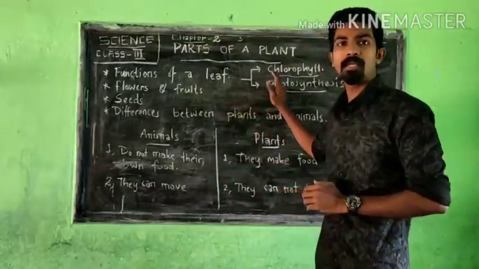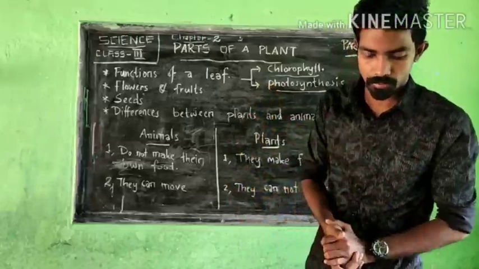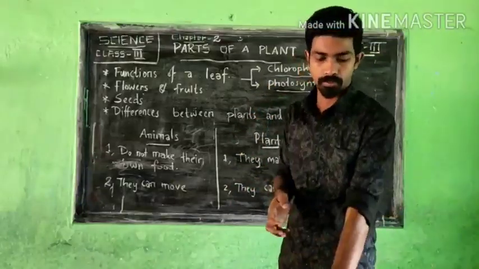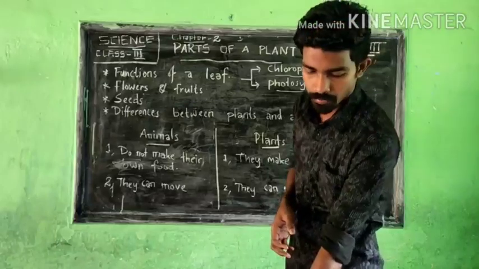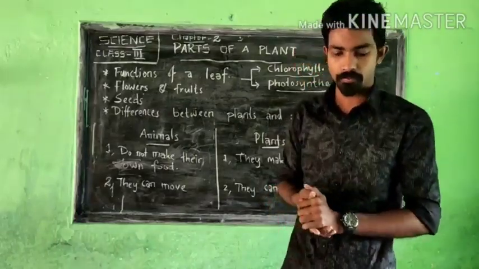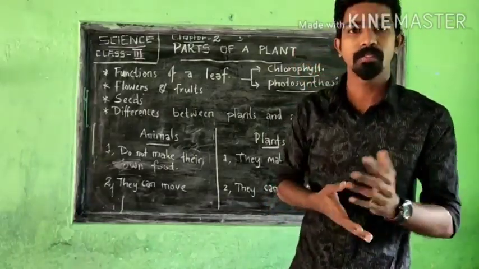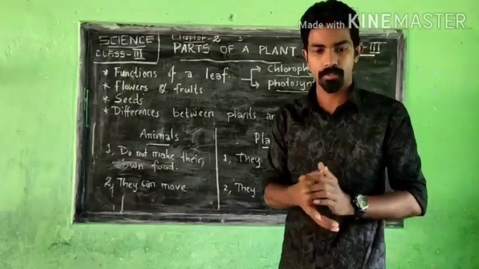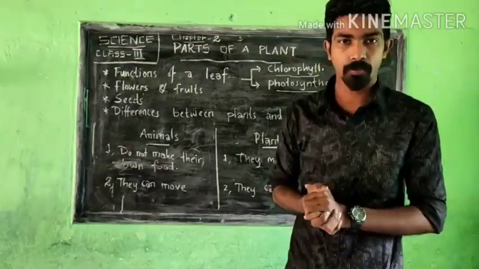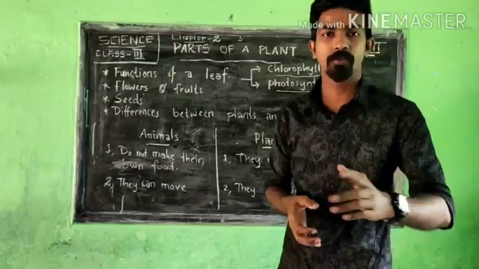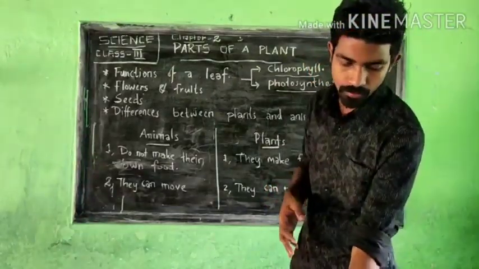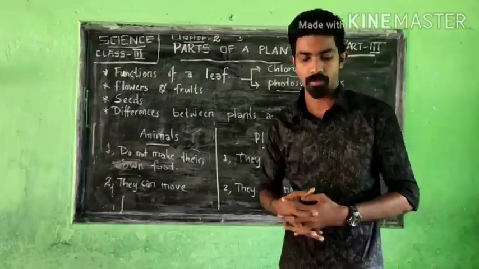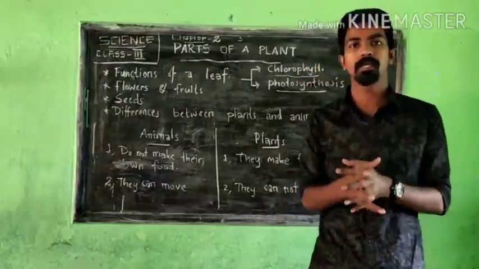So how the leaves are making food, that is the next topic in the textbook, the functions of a leaf. If you have the textbook, please take page number 13. Functions of a leaf is given in your textbook. Just read that one. I'll read it for you. Leaves prepare food for the plant. They are called the food factory or kitchen of the plant. I already told that. Then let us now understand how leaves make food.